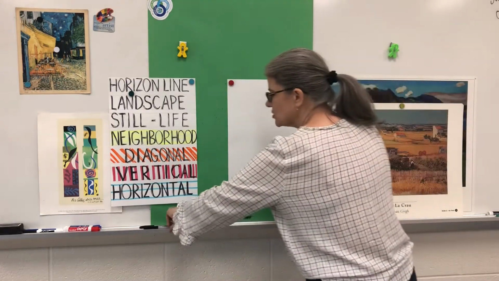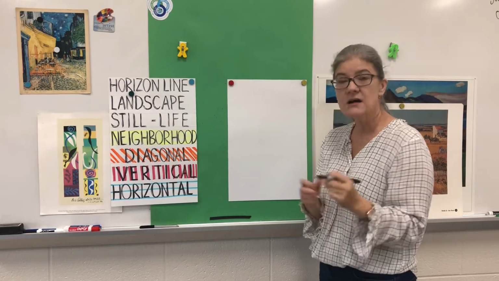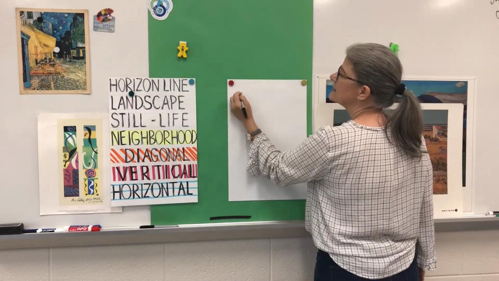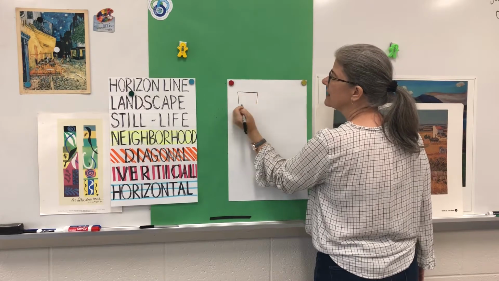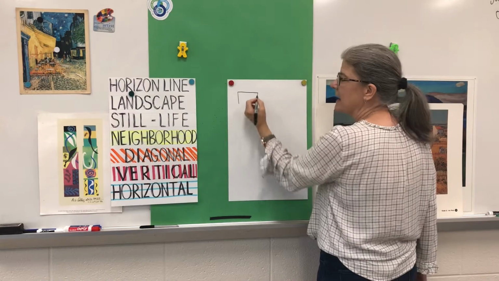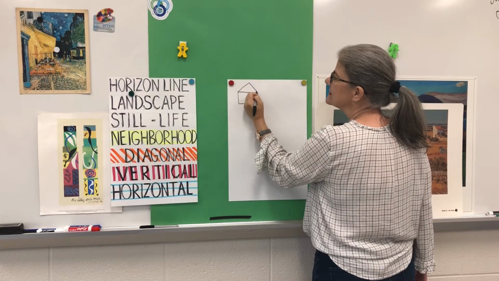I'm going to grab my Sharpie, and I'm going to show you a way a lot of really young artists draw a house. They make a square, or a rectangle. Notice how I pick up my marker. That keeps me from making my corners round. And they draw a roof like this.